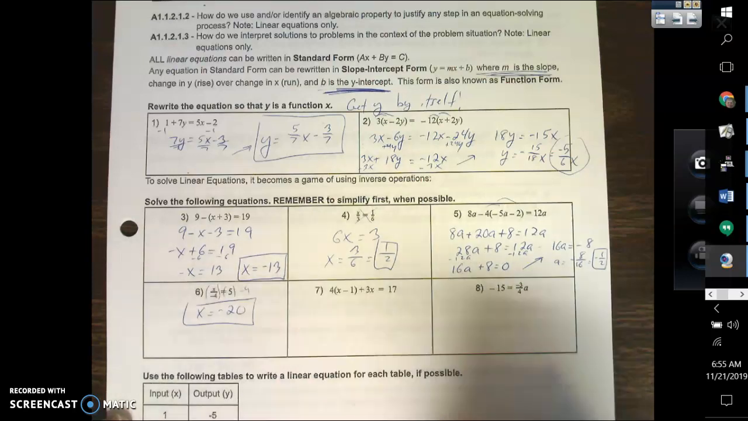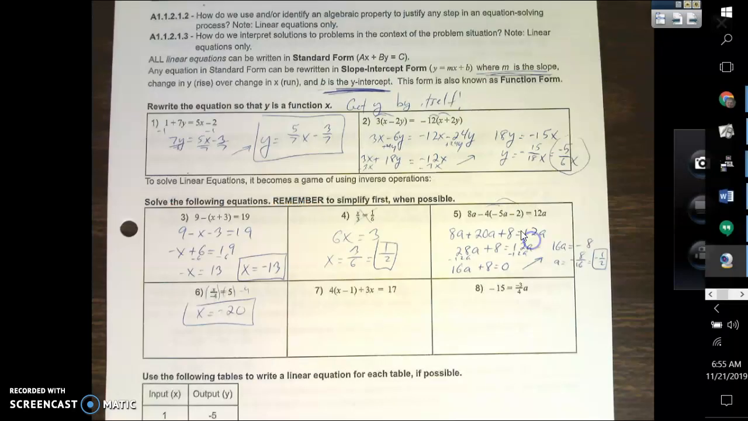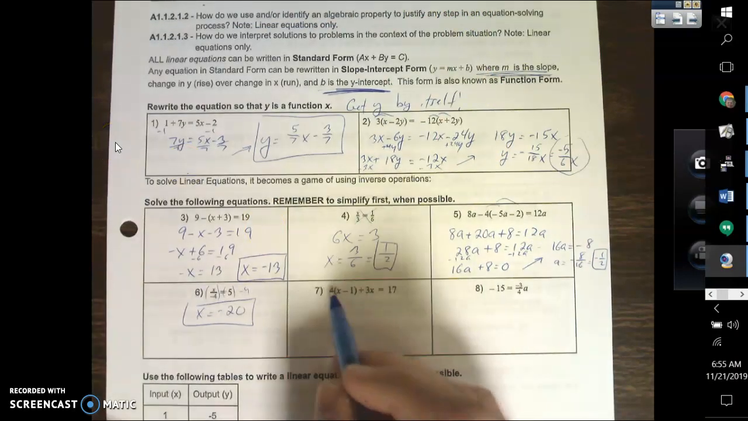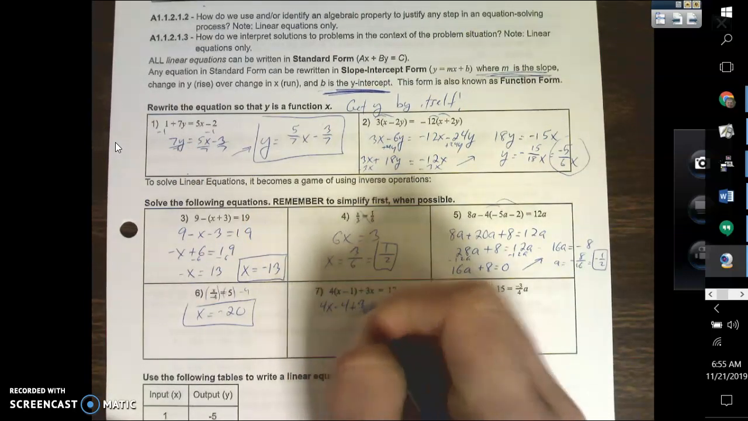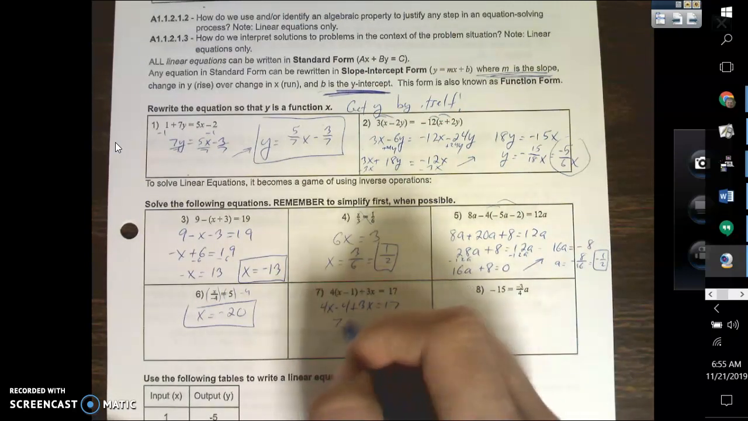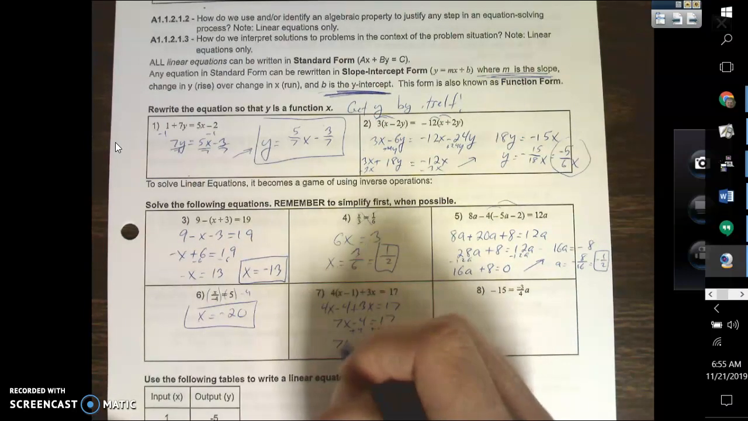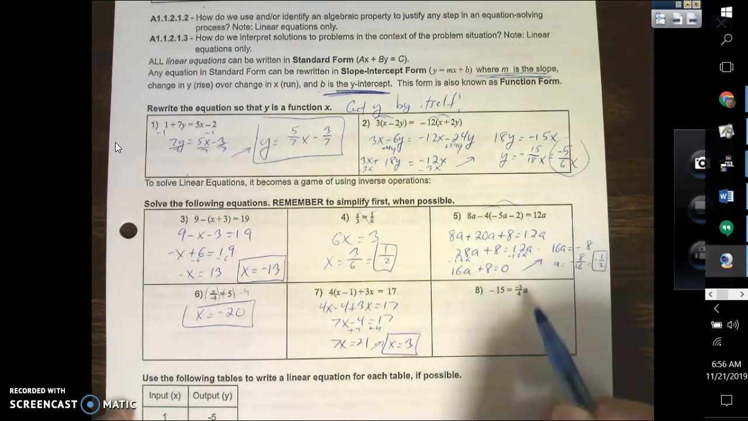You're in good shape. We can distribute in. Oh no, we need an update. I haven't done that ever. Multiply the 4 in. 4x minus 4 plus 3x equals 17. Same side, 4x and 3x is 7x. Add 4 to both sides. 7x equals 21. And then if I divide, x equals 3.